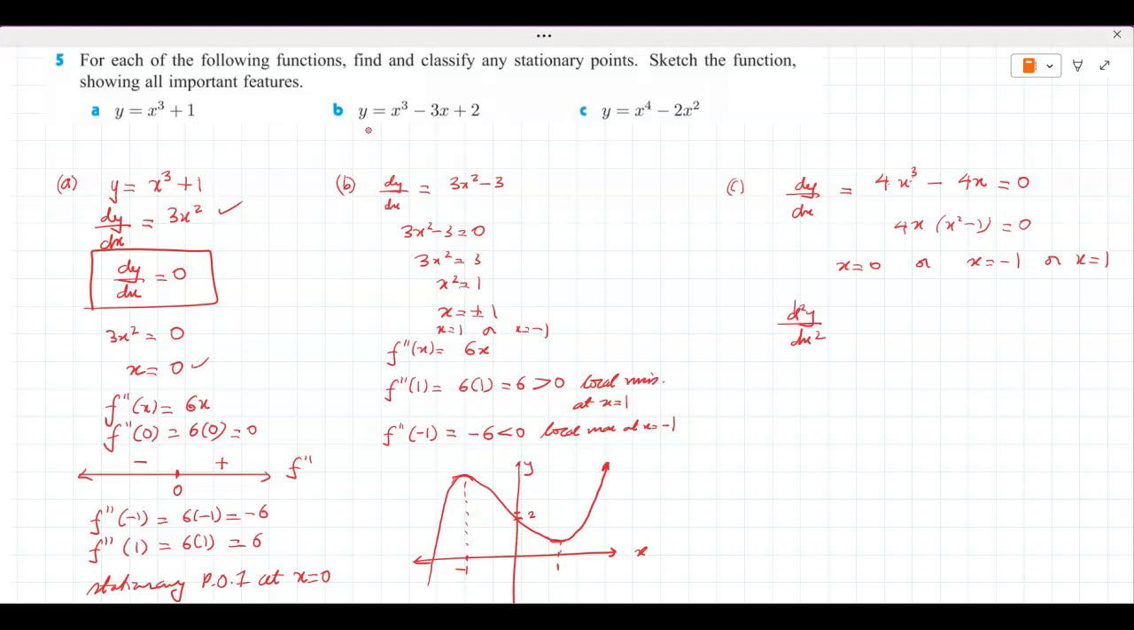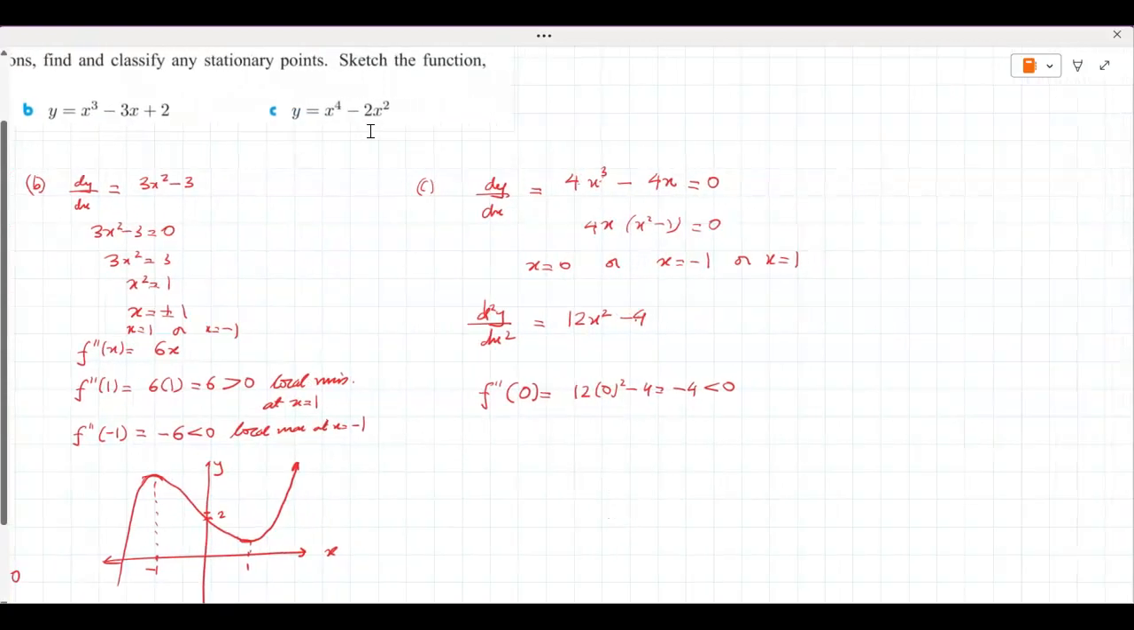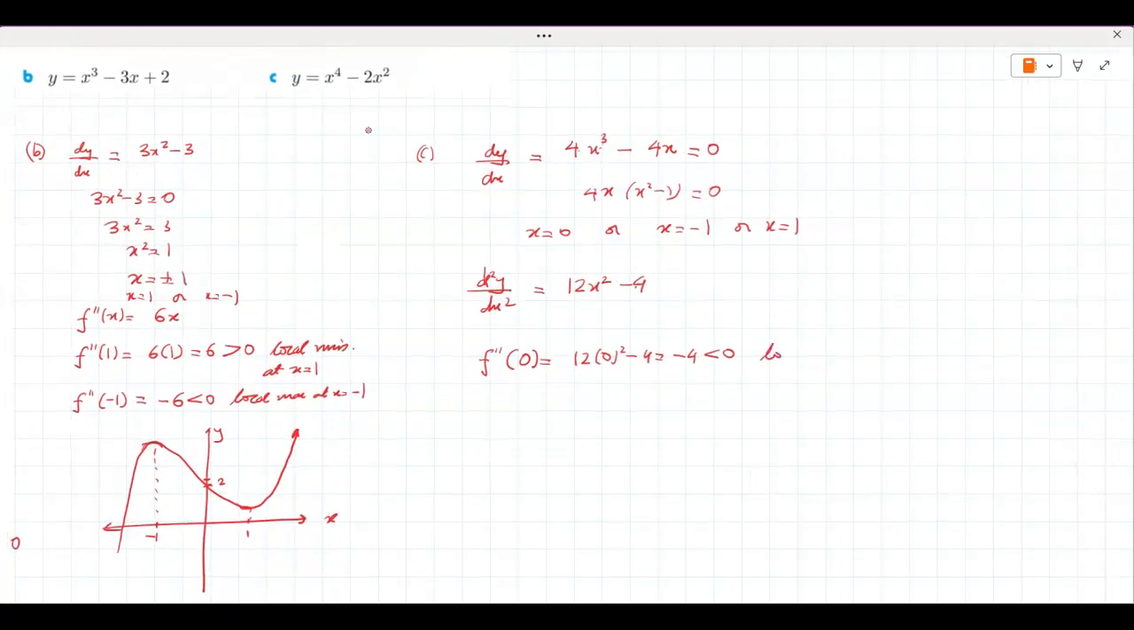Then you find the second order derivative. What's the second order derivative? 4x cubed, 4 threes are 12x squared, minus 4. Now what do you do? Now there are three answers, no? So you put each of them in. Suppose you take f double dash of 0: 12 into 0 square minus 4, so minus 4, which is negative. If it's negative, it's concave down. Concave down means a local maximum at x is equal to 0.